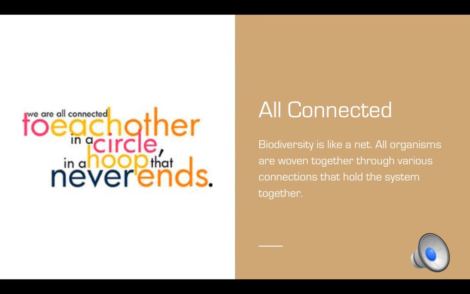It could be competition or predation or just all sorts of different factors that are moving and connecting them, and that's what holds the system together. Without those connections, there wouldn't be this ecosystem, there wouldn't be this biodiversity. And Pocahontas said it best: we are all connected to each other in a circle, in a hoop that never ends. So that's a great way to think about biodiversity in simple terms and just put it all in perspective as we continue.